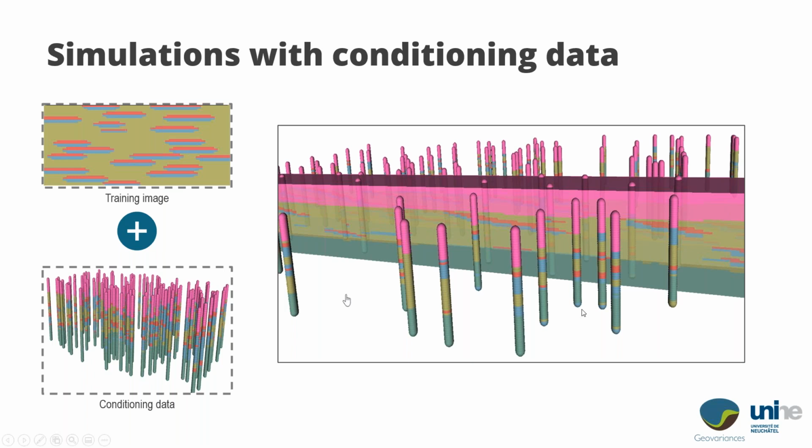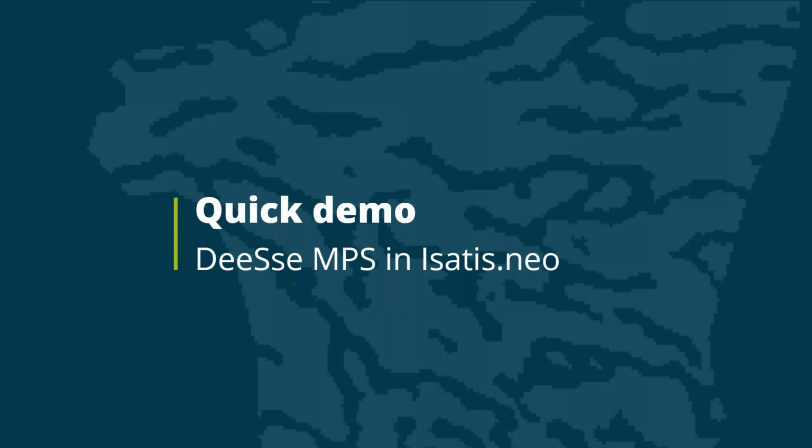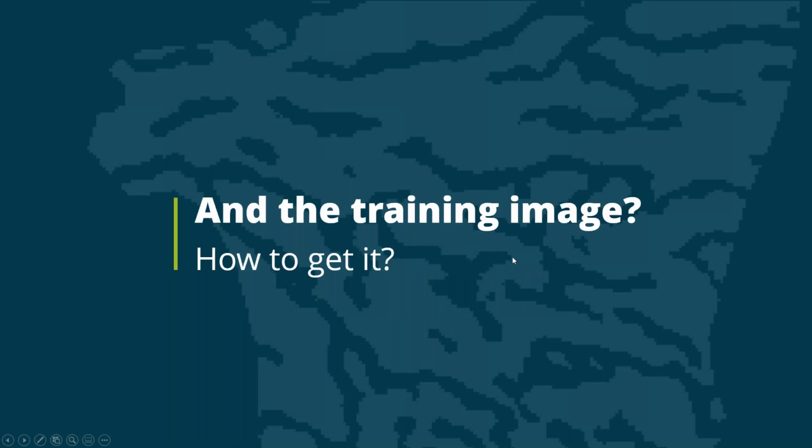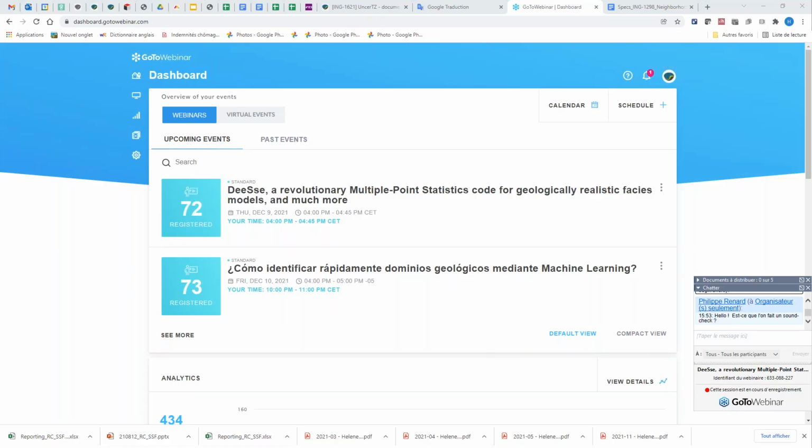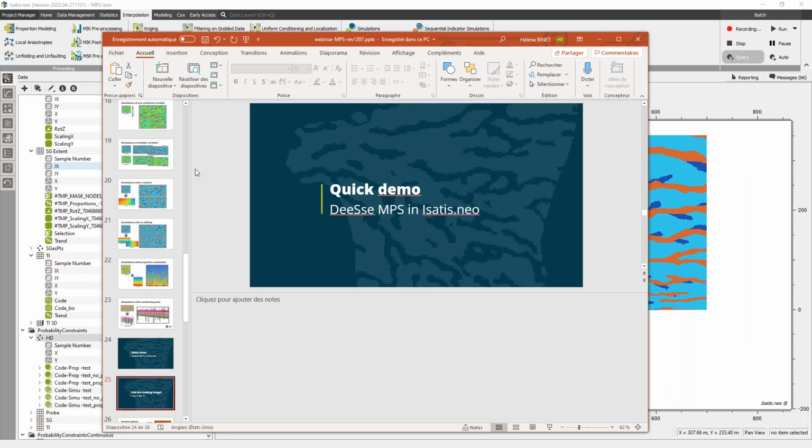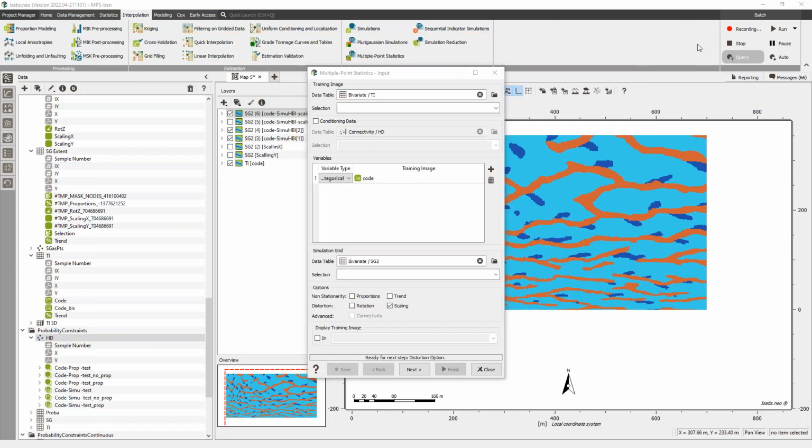So now I want to show you how it is implemented in Isatis.neo, and you can see like that it's easy to use. So I quit the presentation, and normally you can see our software. So the tool for multiple statistics is this one.